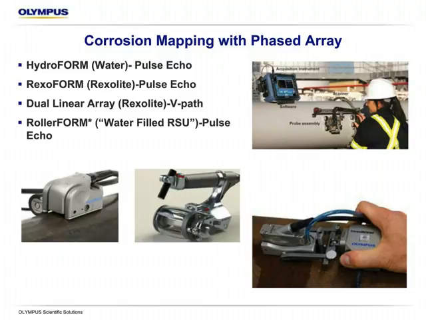The dual linear array, which is one of the newest solutions we're offering, is like the dual crystal UT probe. It actually incorporates a V-path transmit-receive concept versus the pulse echo, but it's also housed on a Rexolite hard wedge. And then we have what we call the RollerFORM, which is a water-filled RSU, or roller search unit, the common terminology for the train industry and some other markets. But that is also pulse echo, or reflective. So it's really the dual linear array that is the only one that is transmit-receive, common to the V-path conventional transducers we looked at before.